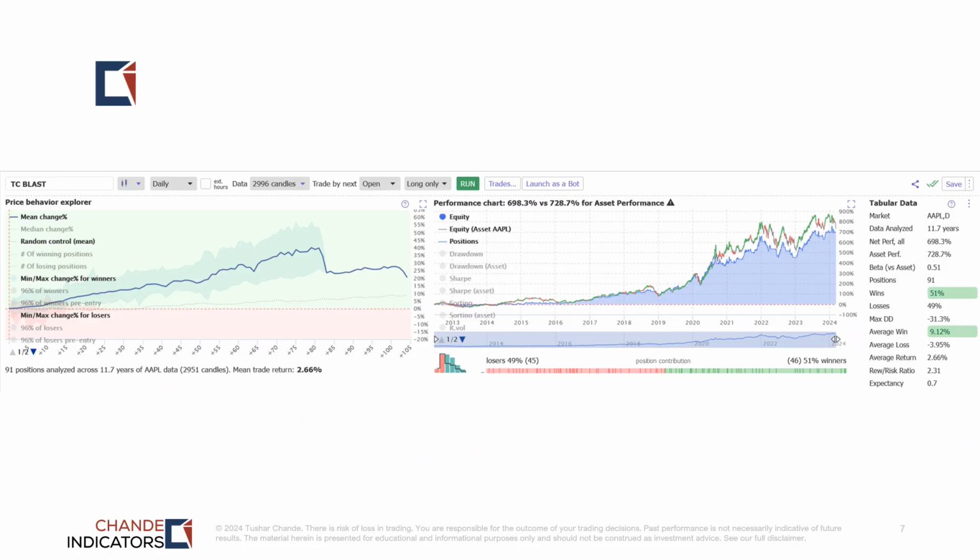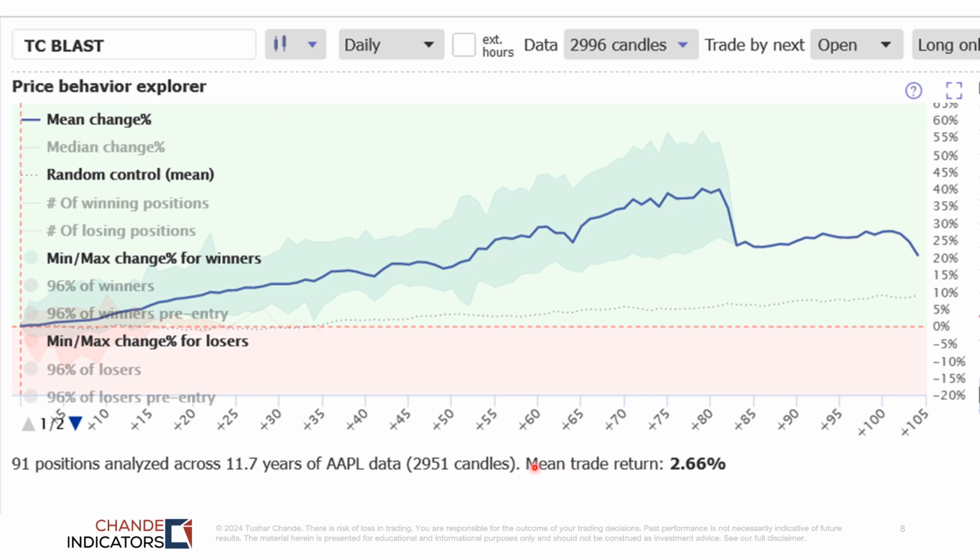This is the long-term summary of the TC blast indicator tested on Apple going back about 3,000 candles. I will separate these two charts next for a closer look. Here we can see that the blast approach generated 91 positions across about 12 years of data with a mean return of say 2.6%, and the spread gives you a general idea that the trading itself can be noisy because it depends on how much follow through we can get from the rebound in Apple.